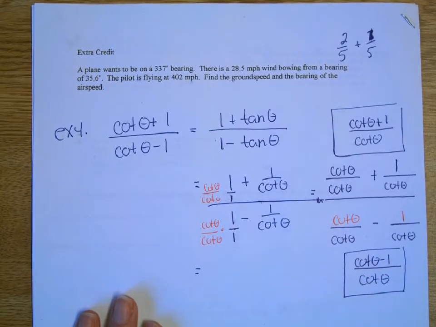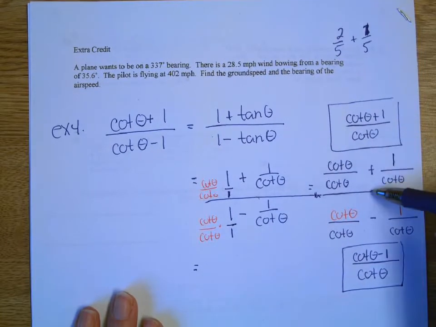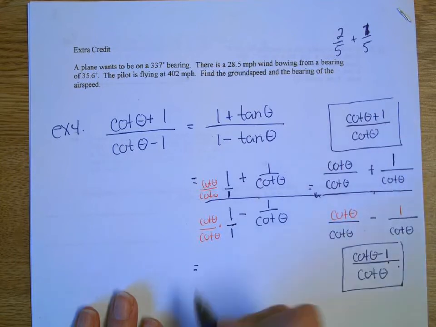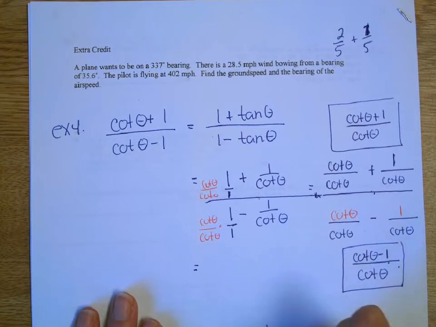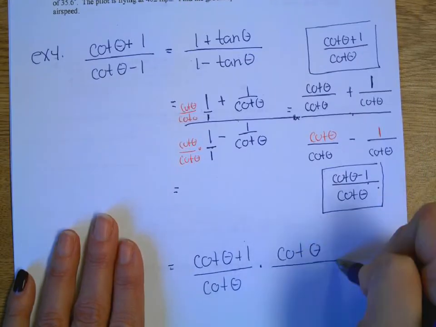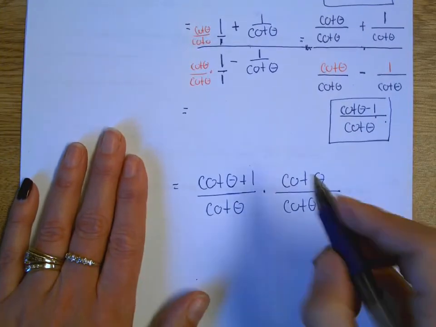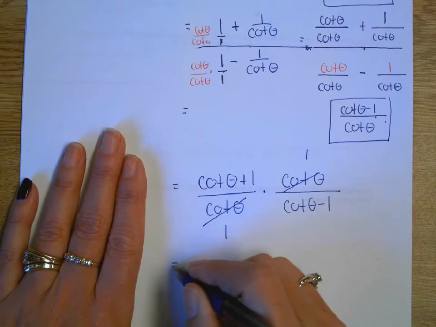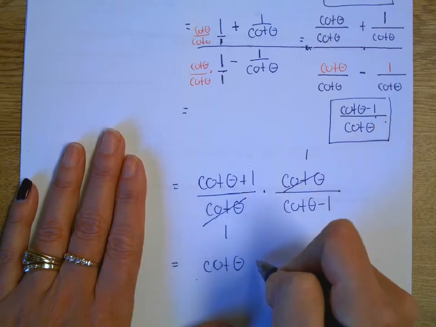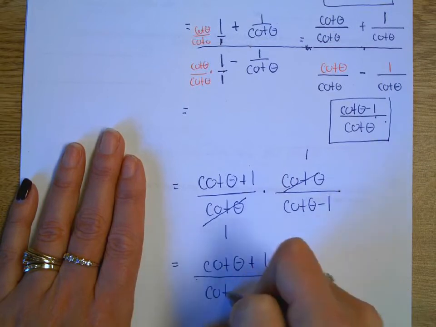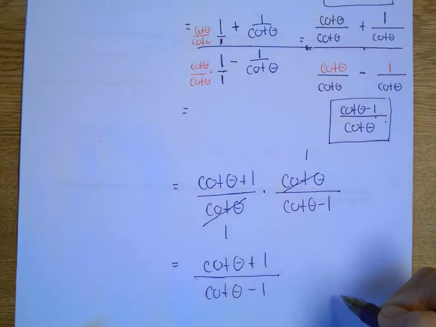So, right now, I've got this fraction divided by this fraction. Multiply by the reciprocal. A fraction divided by a fraction. So I'm going to keep the top fraction, cotangent plus 1 over cotangent. I'm going to flip the bottom one over. And what can I cancel? Keep your eye on the prize. What did I want to get to? Oh, and look at what I have. We got it.